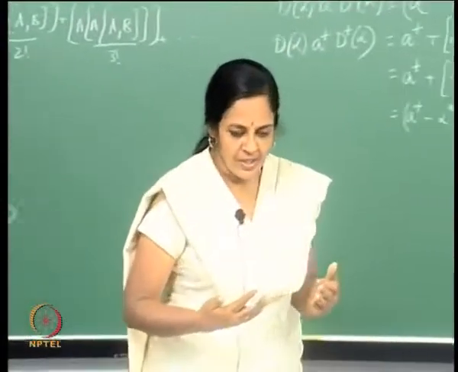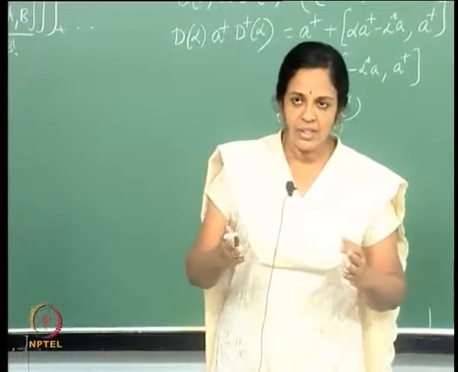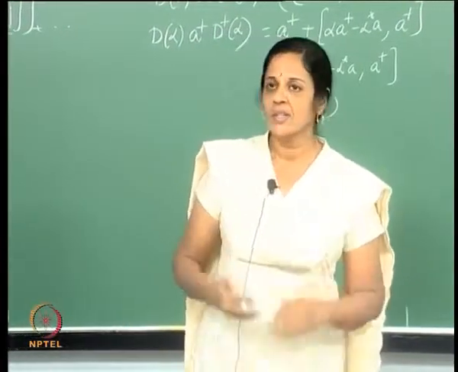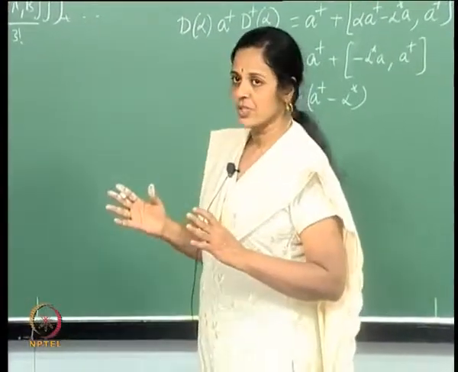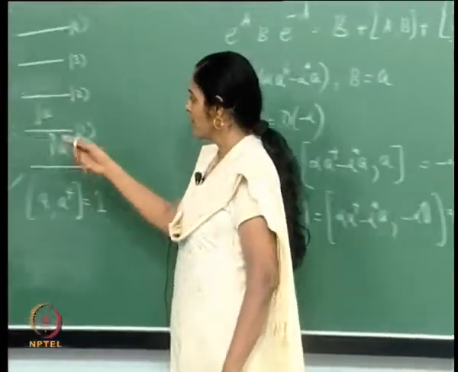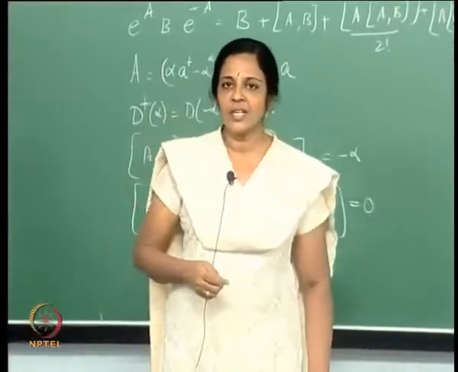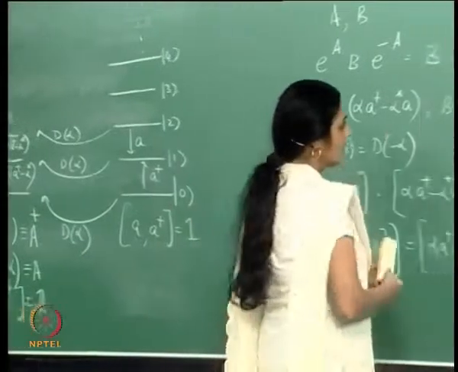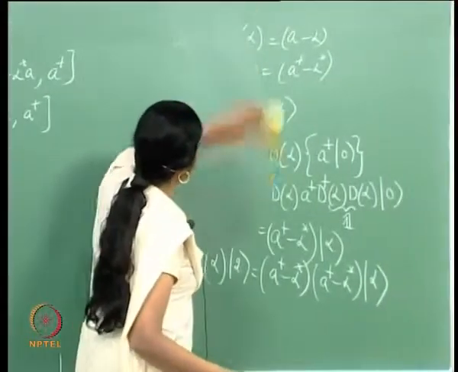The new basis set is also mutually orthogonal, and each state in the new basis set is normalized to 1. So was the old basis set, and the whole transformation on the operators and on the basis set has been brought about by this particular unitary operator D of alpha. While we are at it, it is good to list out another property of D of alpha.